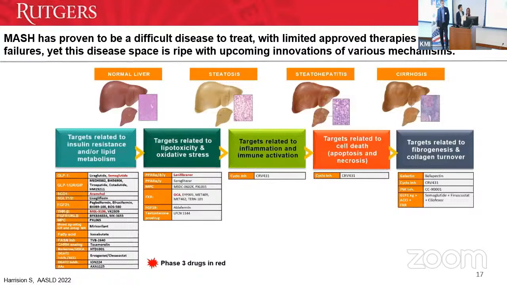So this is a very busy slide. We won't go over all of these different types of mechanisms, but as you can see, even though it's a difficult disease state to treat, there have been lots of attempts, and there's different opportunities to have an FDA approved medication that treats this disease state, which we'll be going over in just a little bit.